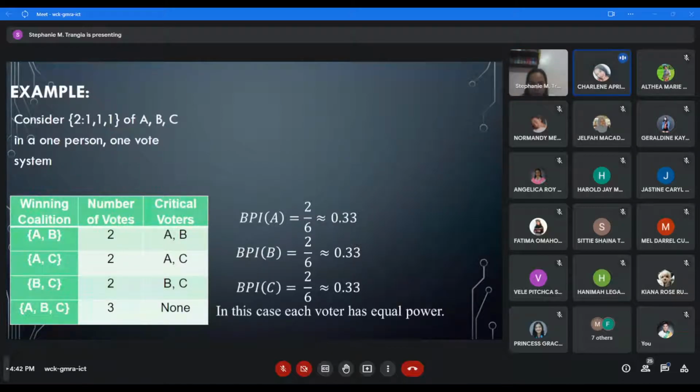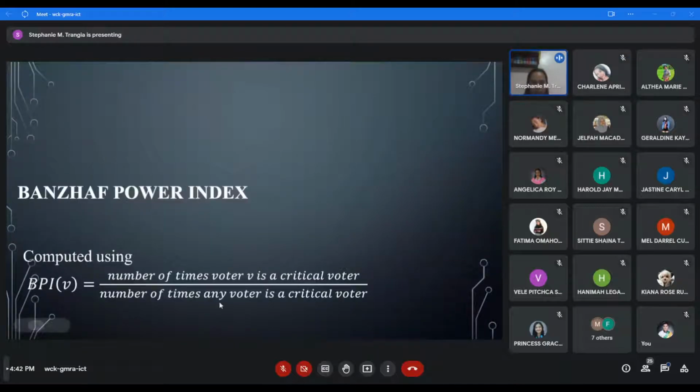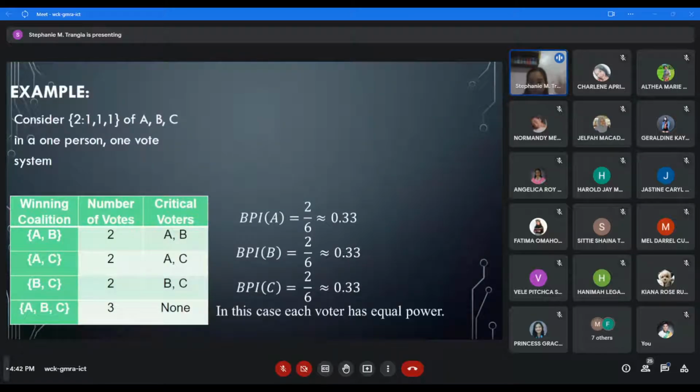Ma'am, ngano ganing 6 ang denominator nila, ma'am? Okay, so going back sa formula, number of times any voter is a critical voter. So kapila, any of them, kapila sila na himong critical voter. So si A kaduha, si B kaduha, si C kaduha.